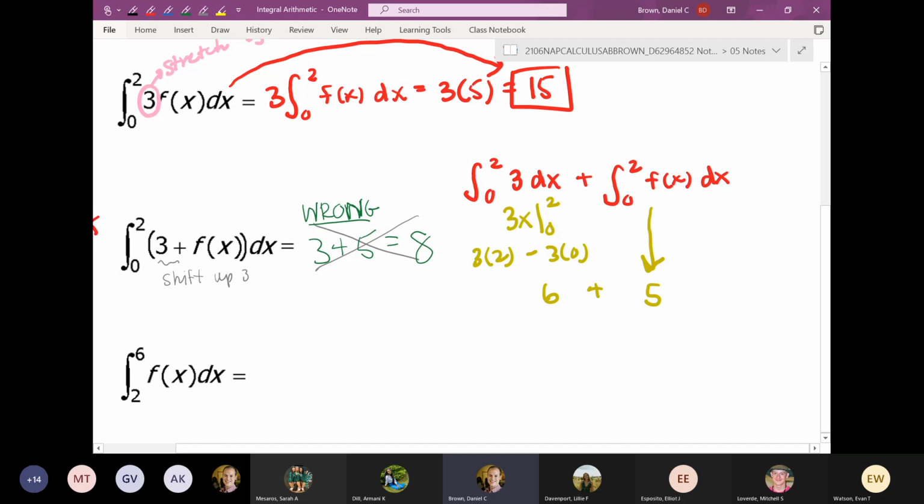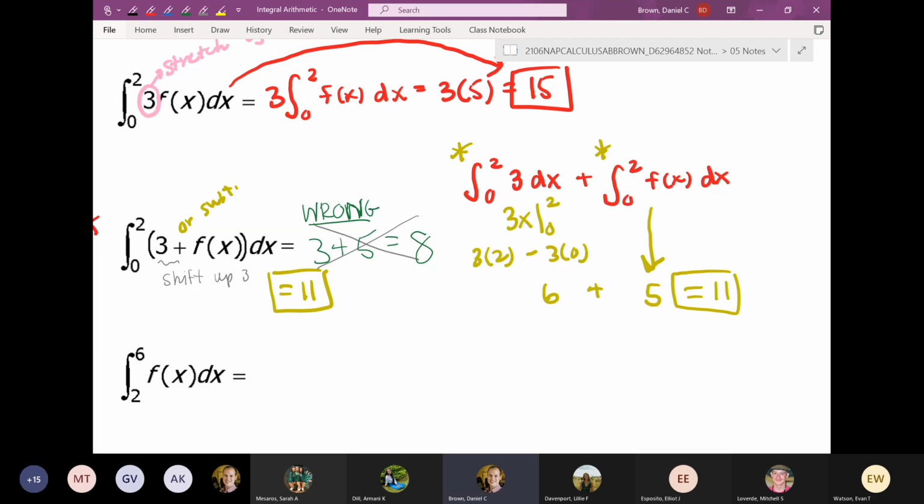The correct answer to this integral is 11. Not the 8. So I strongly recommend splitting it into 2 integrals whenever you're adding or subtracting a whole number, or else you're probably going to get the wrong answer.